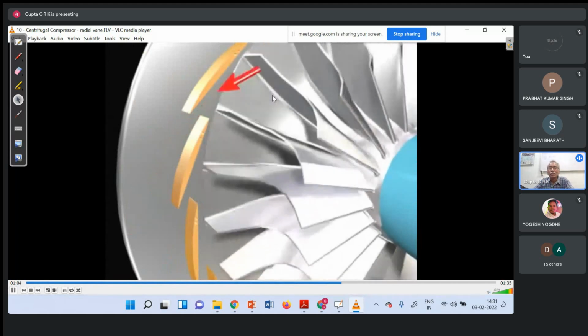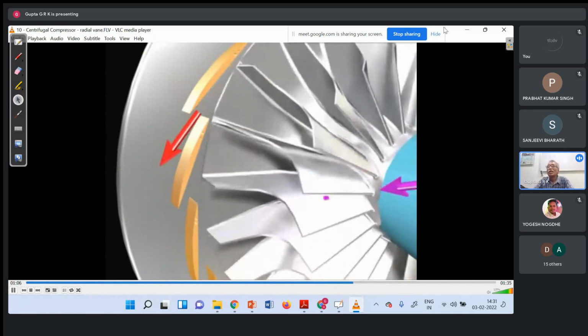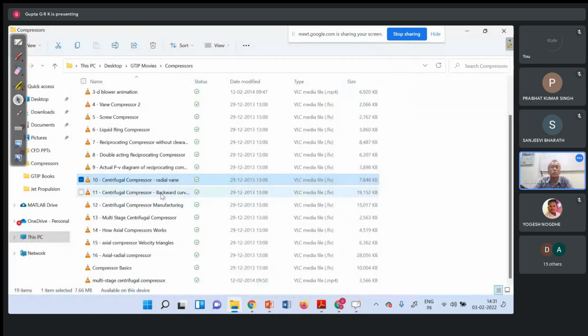And as I told, these are radial veins, and if they are bent, as I have shown in the previous one, they are backward curved veins.